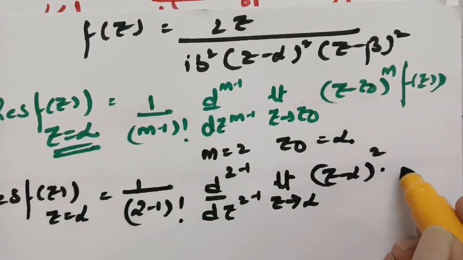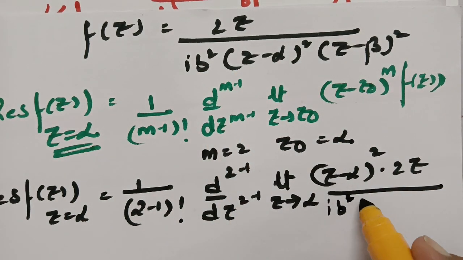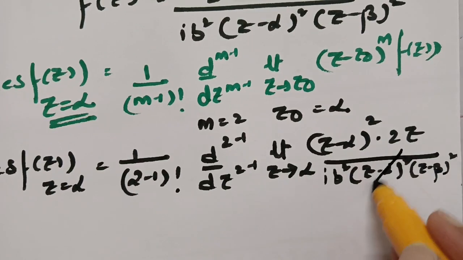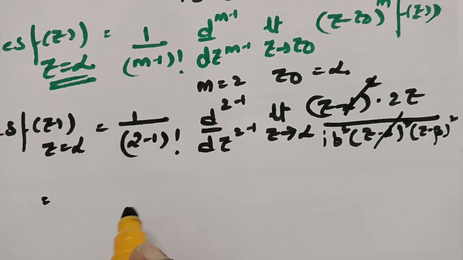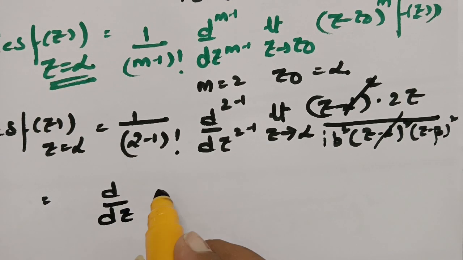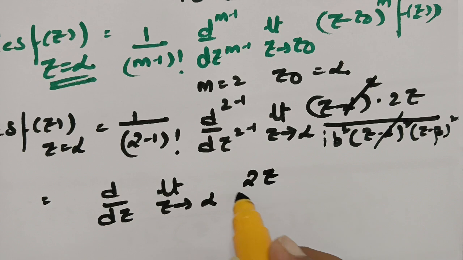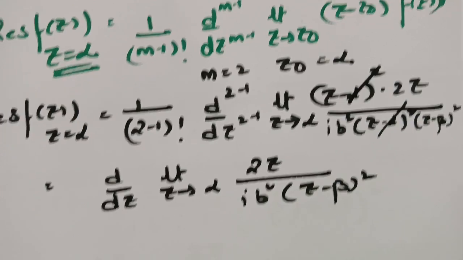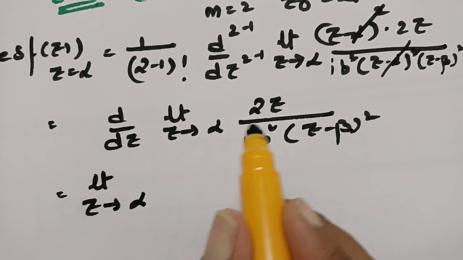So what is our f of z here? This is 2z by i b square into (z minus alpha) whole square into (z minus beta) whole square. If I cancel these two and substitute alpha in place of z, and since 2 minus 1 factorial is 1, this is d by dz of the limit z tends to alpha of 2z by i b square into (z minus beta) whole square. So this can be written as limit z tends to alpha, and I have to take the derivative of this one time.